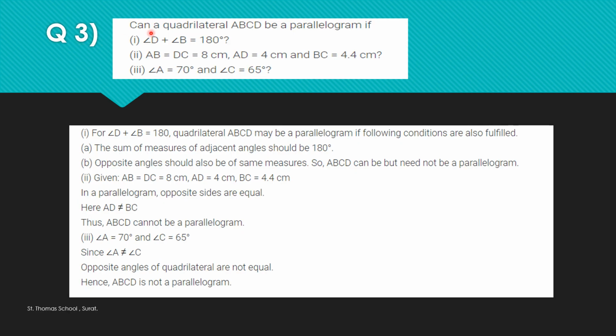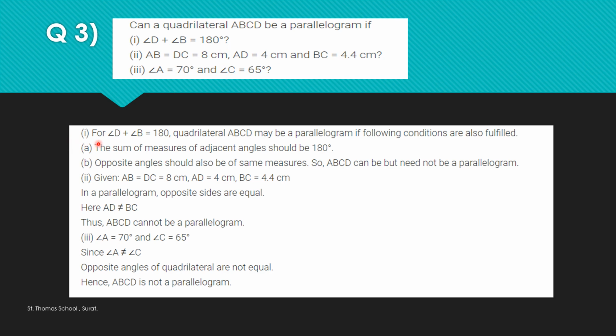Question number 3. Can a quadrilateral ABCD be a parallelogram if angle D plus angle B is 180 degrees? And second one, AB is equal to DC is equal to 8 centimeters, AD is equal to 4 centimeters, and BC is equal to 4.4 centimeters. Third one, angle A is equal to 70 degrees and angle C is equal to 65 degrees. So the question is, if angle D plus angle B is 180 degrees, can we say this ABCD is a parallelogram?